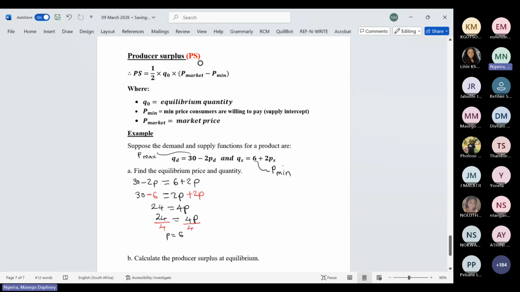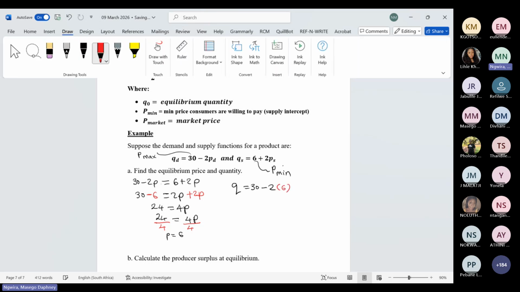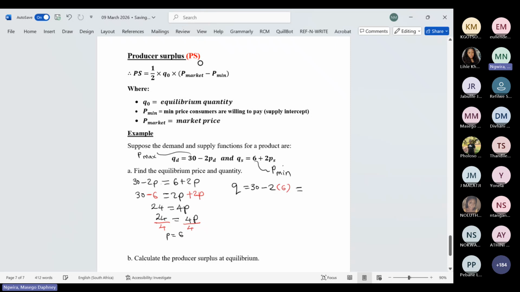And then now we find the quantity. So Q is equal to 30 minus 2, and then we substitute with the 6. What is the answer? 18. So it means that now we have the P naught and Q naught, which are equal to 6 and 18.